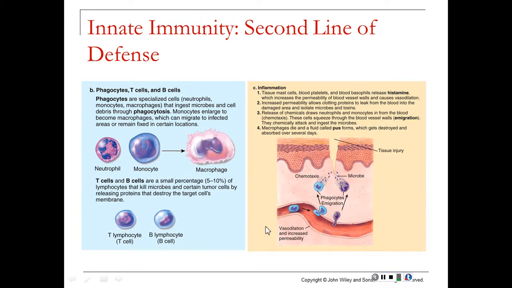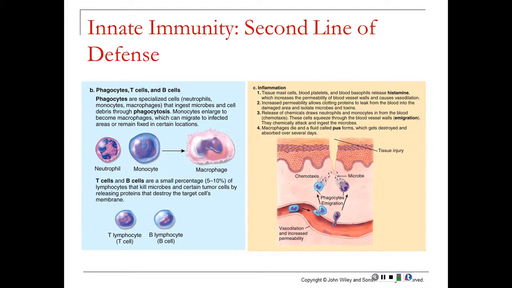Inflammation itself, which is when those special cells called mast cells, blood platelets, basophils release a protein called histamine. Histamine is going to dilate the blood vessels, increase the permeability, so lots and lots of blood cells can get through and clean up the area. It's also going to draw special white blood cells to the area via the process of chemotaxis. Basically, those white blood cells will kind of smell out the injured tissue and all migrate to the area. Kind of an interesting idea.